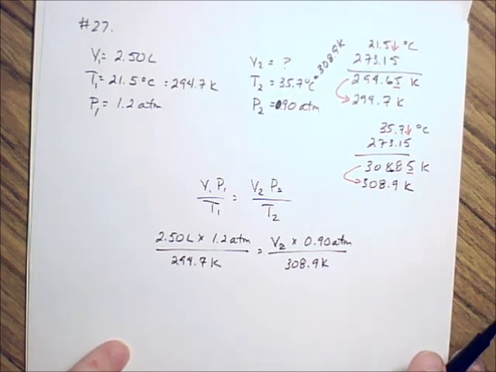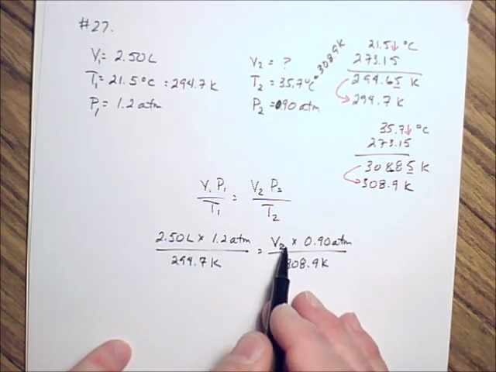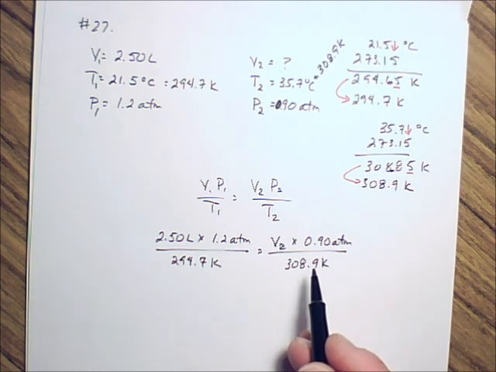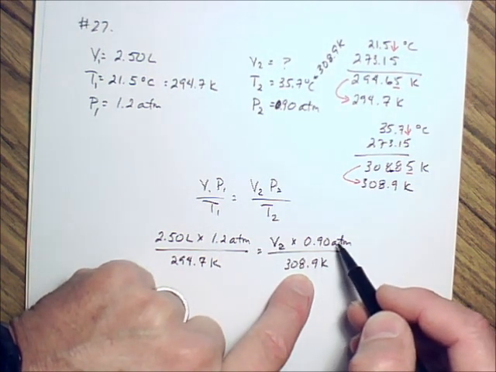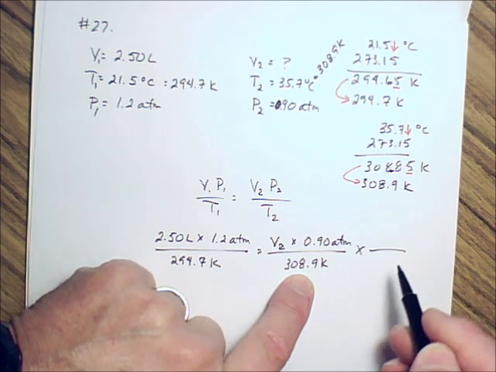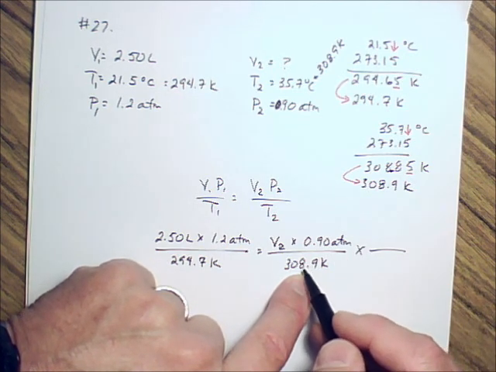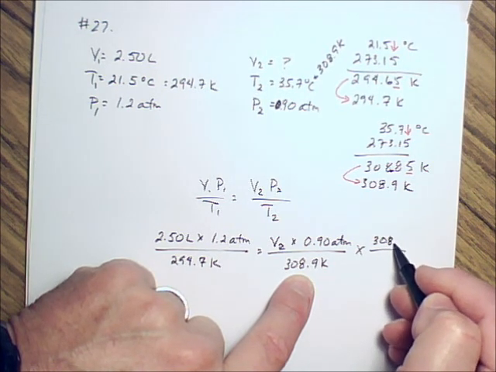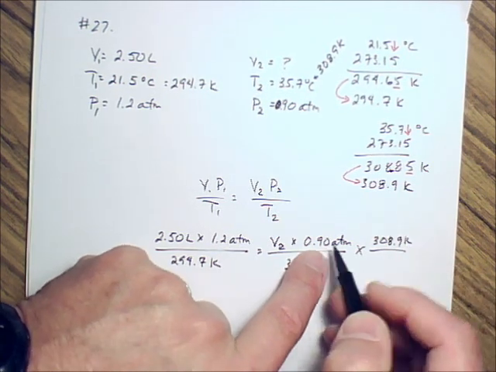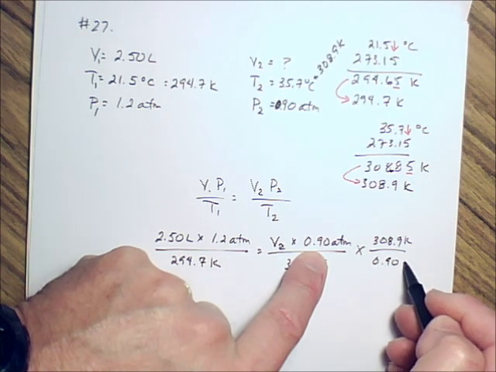Okay, now we can do some math to try and get the unknown all by itself. So we need to be able to get rid of this number and this number. And the way we do that is multiplying by the reciprocal of those. So this goes on the top, 308.9 K. This one goes on the bottom, 0.90 atmospheres.